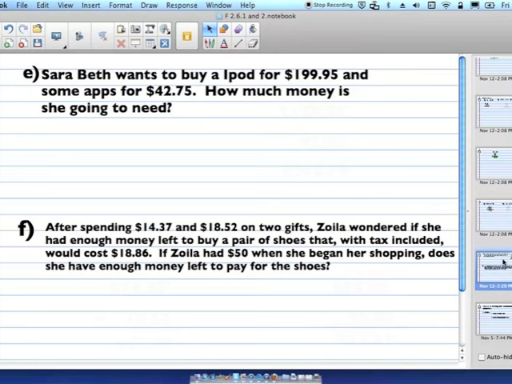We can also add and subtract decimals when it comes to problem solving. Press pause, complete these 2 word problems, and then press play when you're ready to check your work. Remember to line up those decimals.